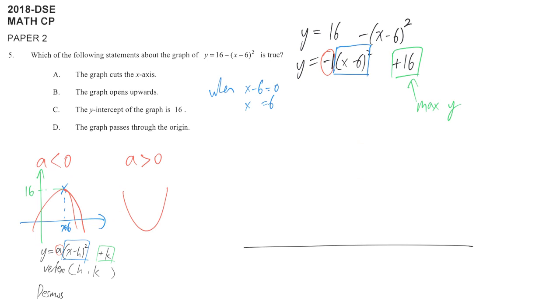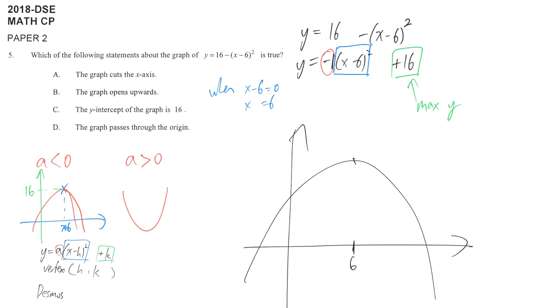So the vertex form is really great and easy for getting the graph. If I rewrite it, it should be a graph opening downward, where x equals 6 is the maximum, and the maximum here is 16.